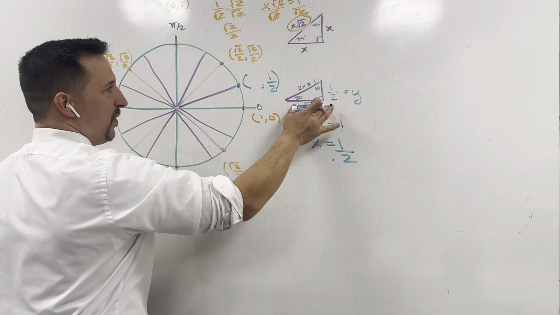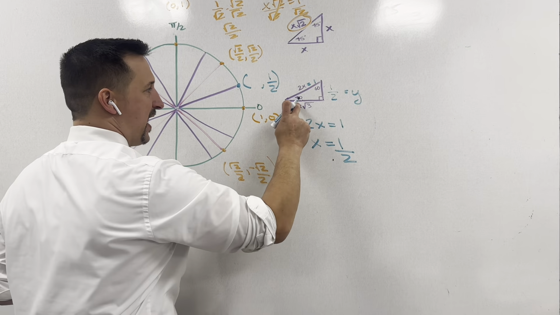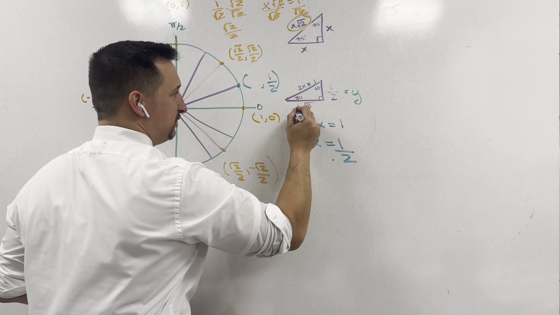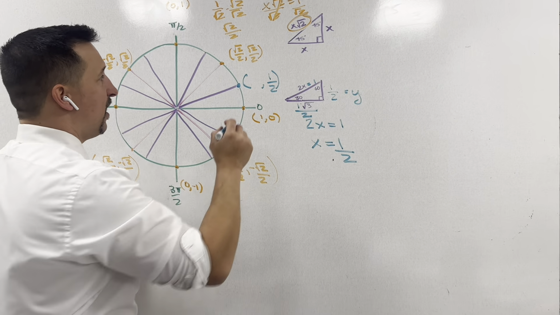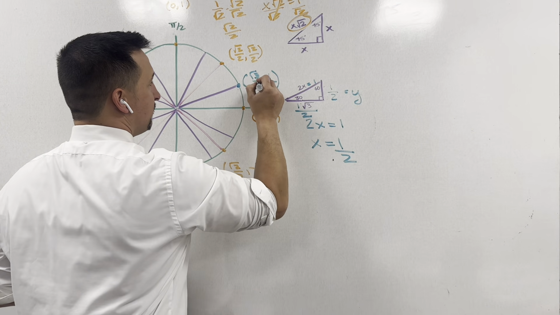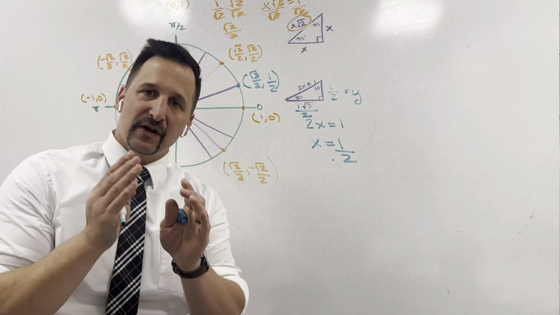So the question is, what is this x value? Well, if I know that x is 1/2, then the x value just becomes 1/2 times square root of 3. We call that square root of 3 over 2. Okay, square root of 3 over 2. So this is the x, and that's the y value of the unit circle.